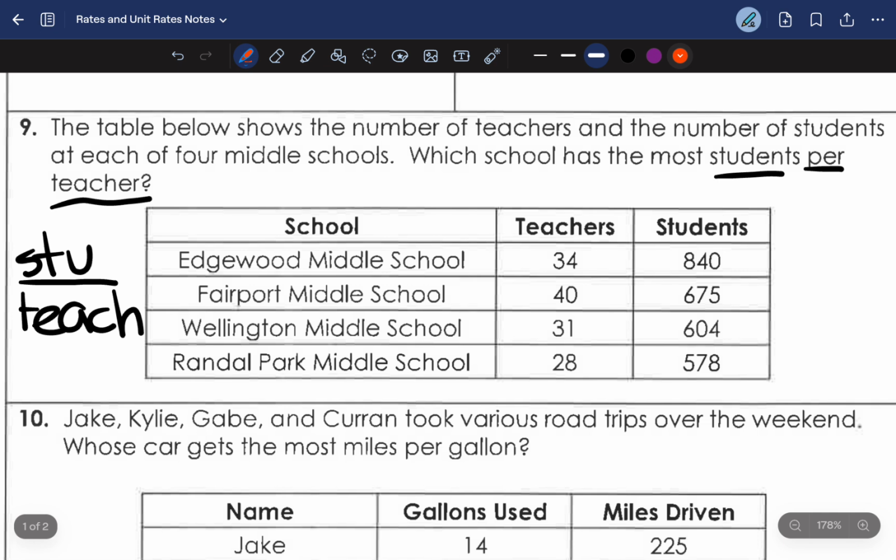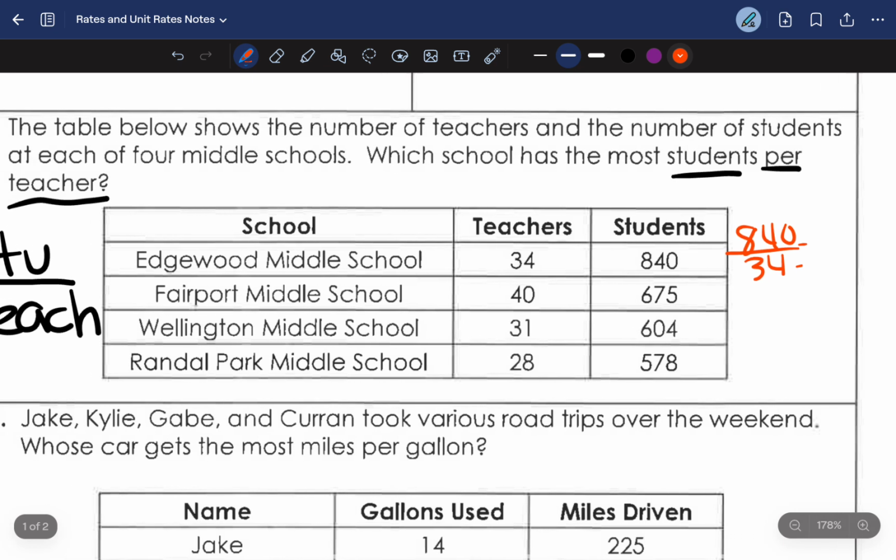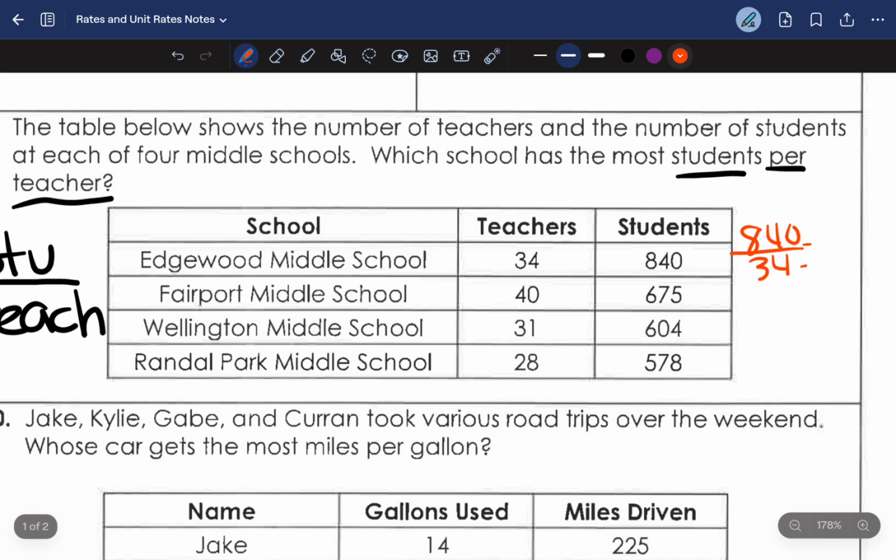So if we look at the schools, Edgewood Middle School, they have 34 teachers and 840 students. So you would simply write your ratio of 840, which is the number of students, and then the teachers is 34. And if you divide those two, you get about 24.7 over 1. So that's the number for Edgewood Middle School.